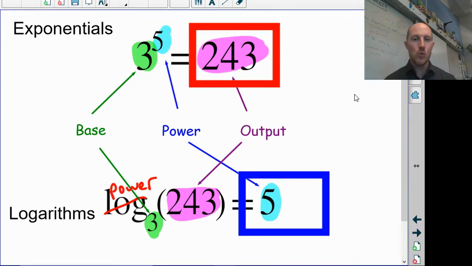So I want to make two observations, point out two things. With exponentials, 3 to the power of 5, for example, the thing on the other side of the equal sign, the answer, if you will, is the output. If we take the exact same numbers and rewrite that in logarithm form, so you get log base 3 of 243 equals 5, the thing on the other side of the equal sign, or the quote-unquote answer, is the power, right? So they both end in different places, and that's going to be pretty significant for what we're looking at for today.